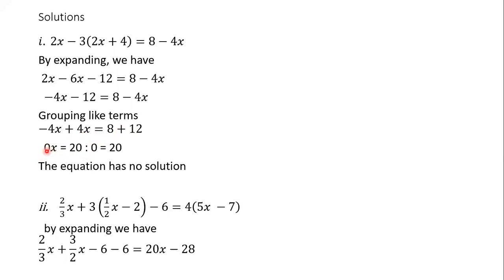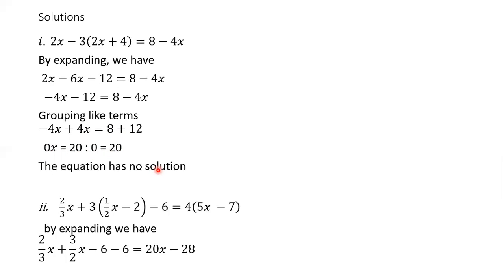So we should be able to identify when we get to this point, because we can't get 0 over 0. Or when you divide by 0 on the left side, 0x over 0 equal to 20 over 0. You can't divide a number by 0. You can also check this one. Use your calculator to compute 20 over 0 to see what you get, which is undefined. So when it happens that way, it means the equation has no solution.